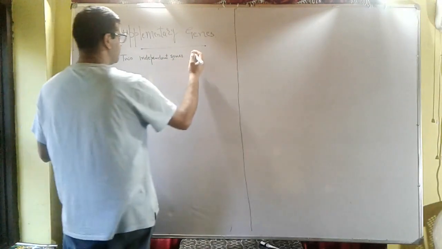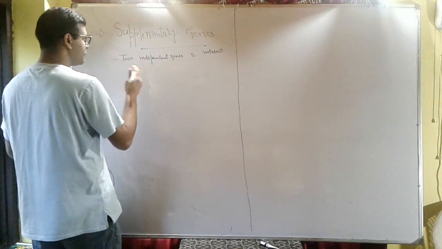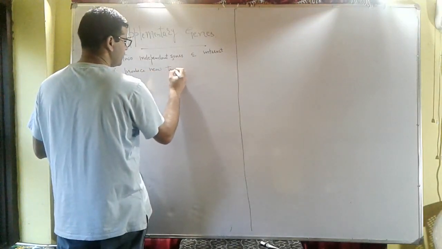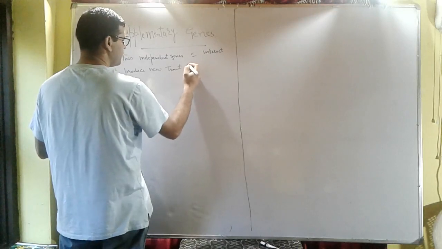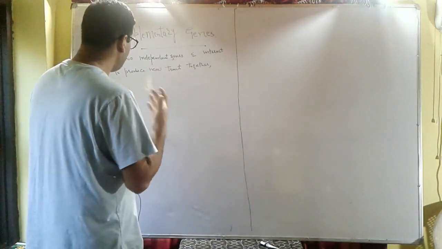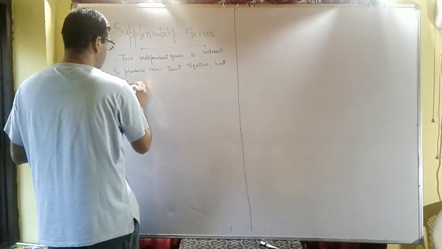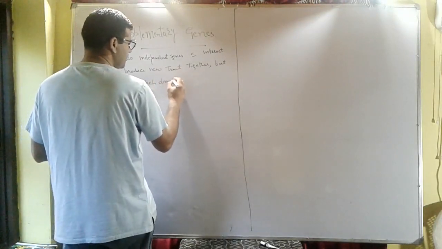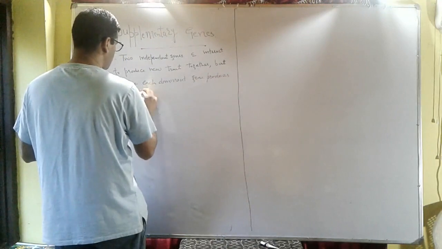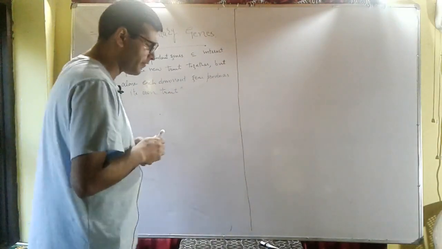These are two independent genes which interact to produce a new trait together, but separately, alone, independently, each dominant gene can produce its own trait. So this is the definition of supplementary genes.